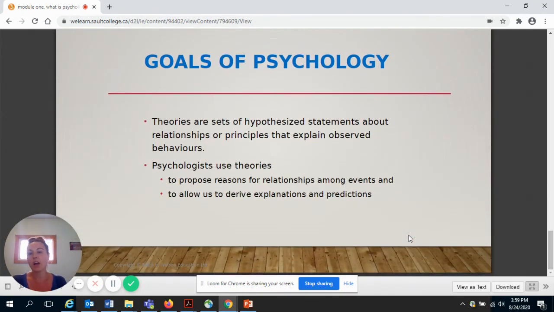So theories are sets of hypothesized statements about relationships or principles that explain observed behaviors. So psychologists use theories to propose reasons for relationships among events and to allow us to derive explanations and predictions. So we're going to go through some of the historical theories of psychology. So the roots, so where did psychology come from? So that's going to be the next module. And then next week, we're going to look at the modern theory. So we're going to go through each one of those, and then we're going to start digging into those in more detail as we go through this semester.